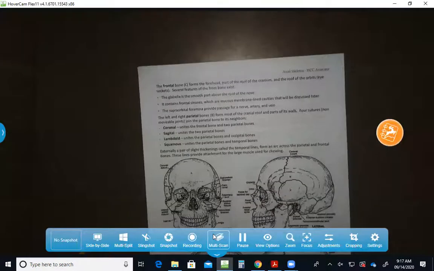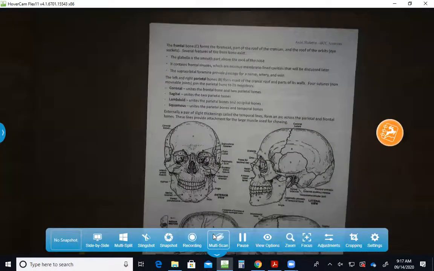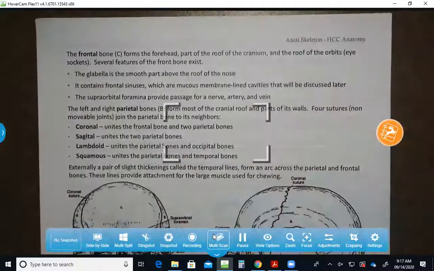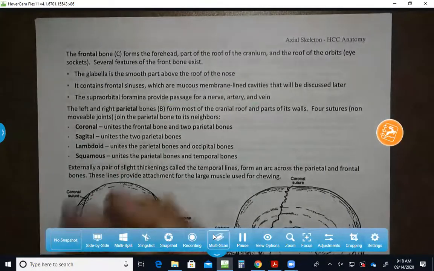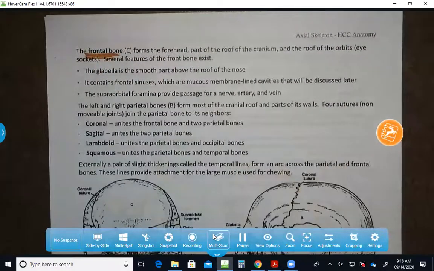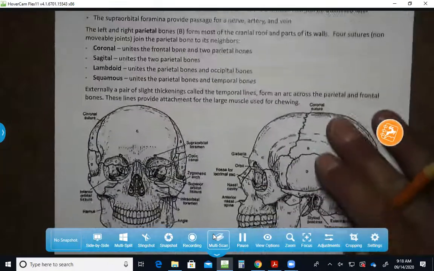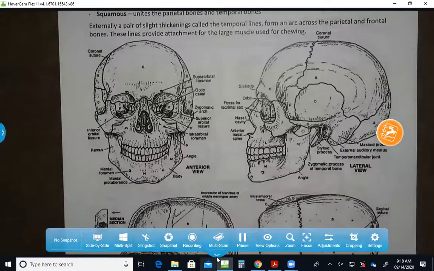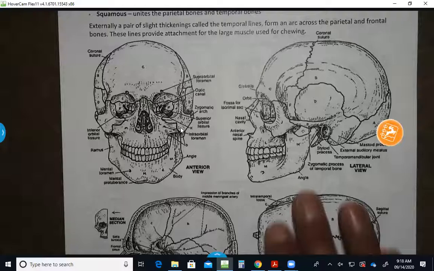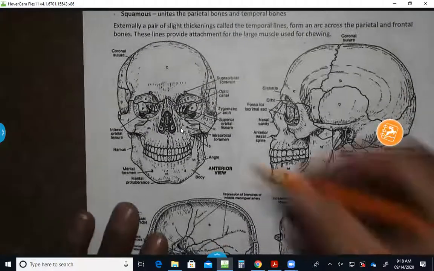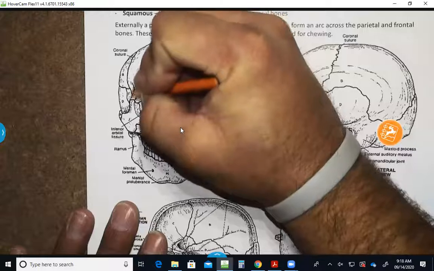So what I will do, and you guys are more than welcome to join along, is go through and color and then identify. Starting with the frontal bone, which I will color orange. And we've got four images to look at. Starting here, notice it says at the top there in parentheses letter C. That corresponds to the letter C in these images.